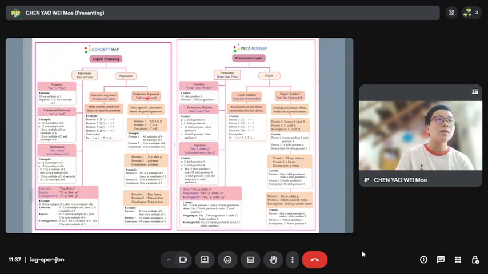For inductive argument, you have strong and cogent. For deductive argument, you have valid and sound. Valid is for the form. If the form is correct, it complies with the form, that is valid. Sound if the conclusion is true. For strong and cogent, if the conclusion is true, then you can say it's strong. Cogent means all the premises are true. So that's all for today. We will move on to the next chapter.